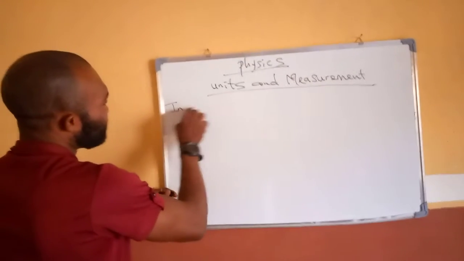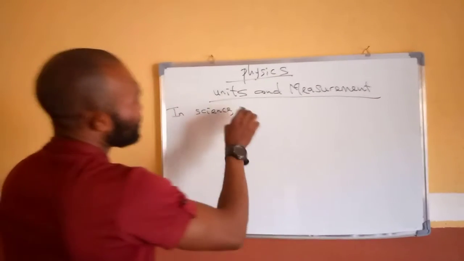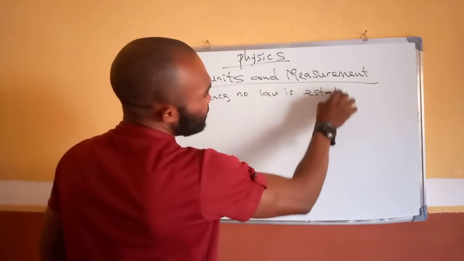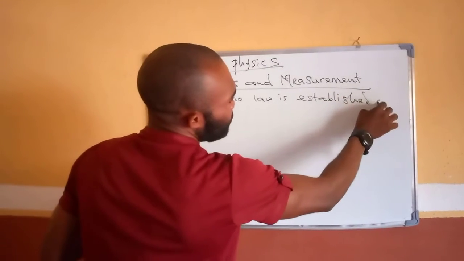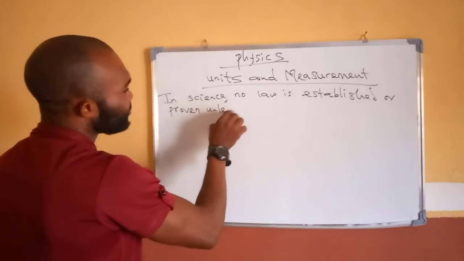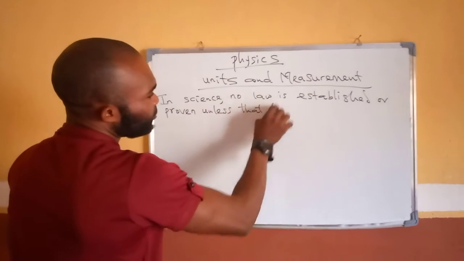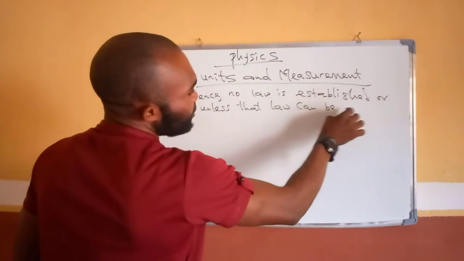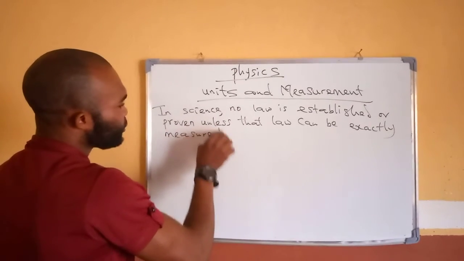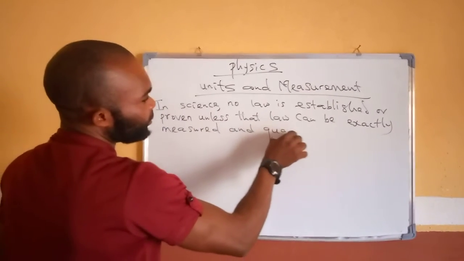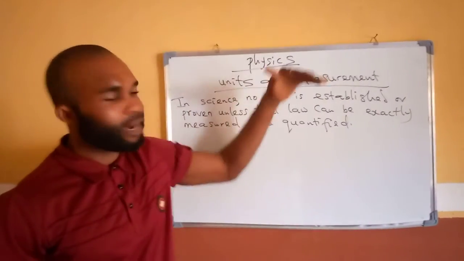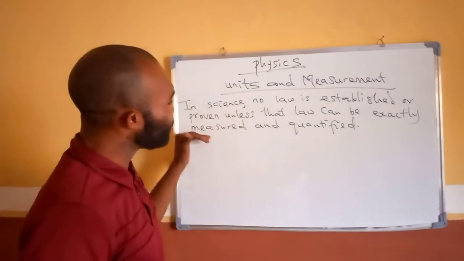In science, no law is established or proven unless that law can be exactly measured and quantified. It means that in science, before a law can be accepted, that law must be able to be measured and quantified.